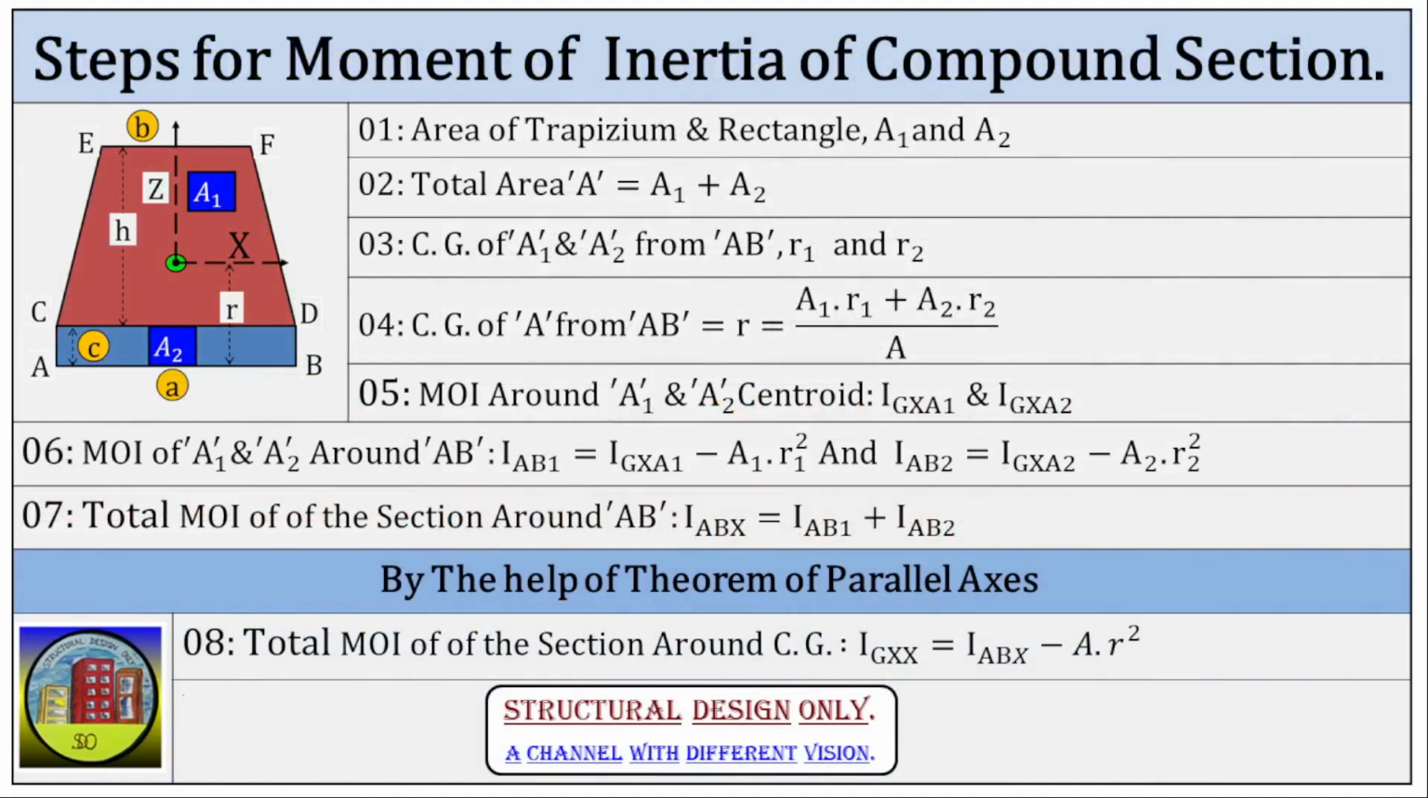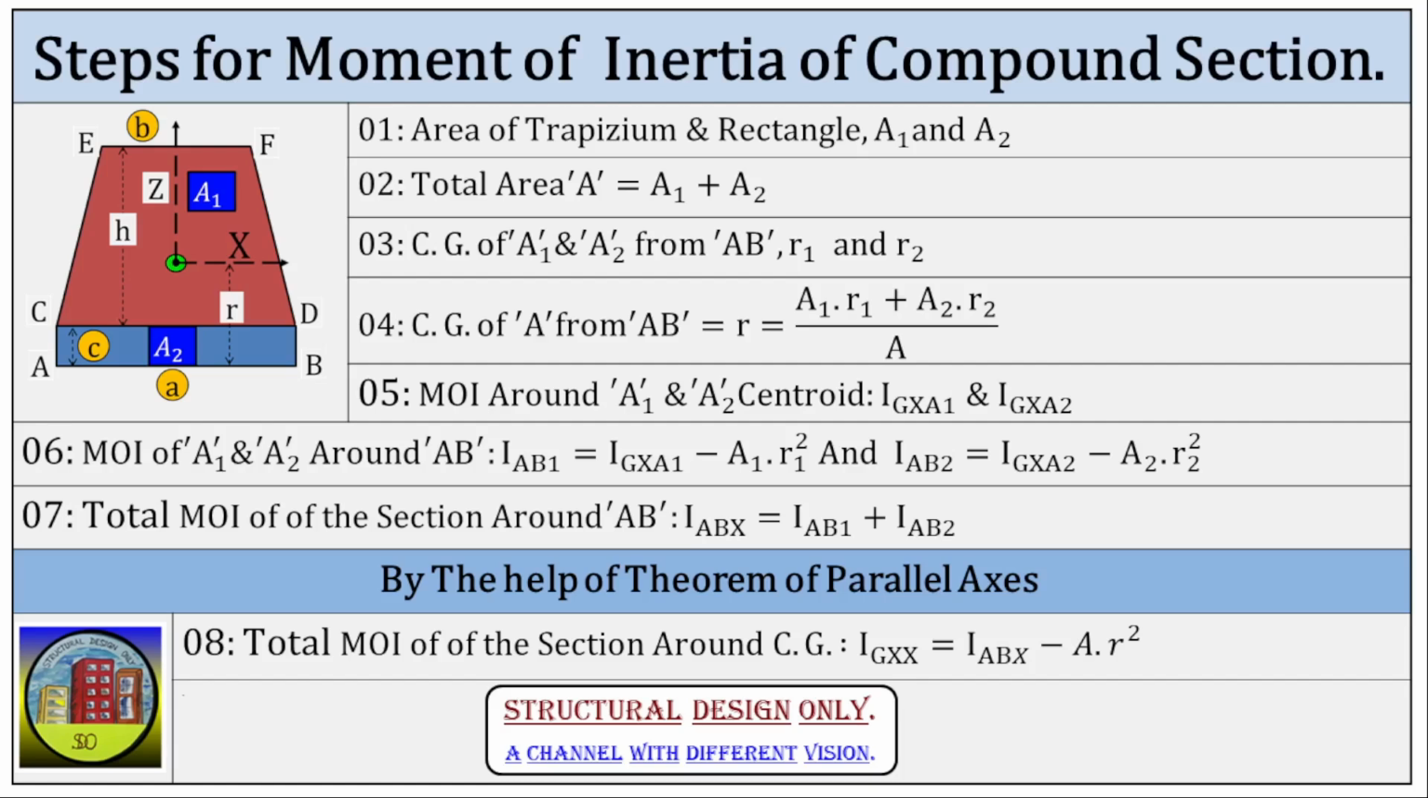Title of the slide you are watching is Steps for Moment of Inertia of Compound Section. In this slide, we will outline the steps involved in calculating the moment of inertia of a compound trapezoidal section, specifically the section ABCDEF. This section is composed of a rectangle, ABCD, and a trapezium, CDEF, making it a symmetrical compound trapezium. The Z-axis passes through the middle of the bottom base AB and top base EF, which are parallel to each other. Let's go through the steps.